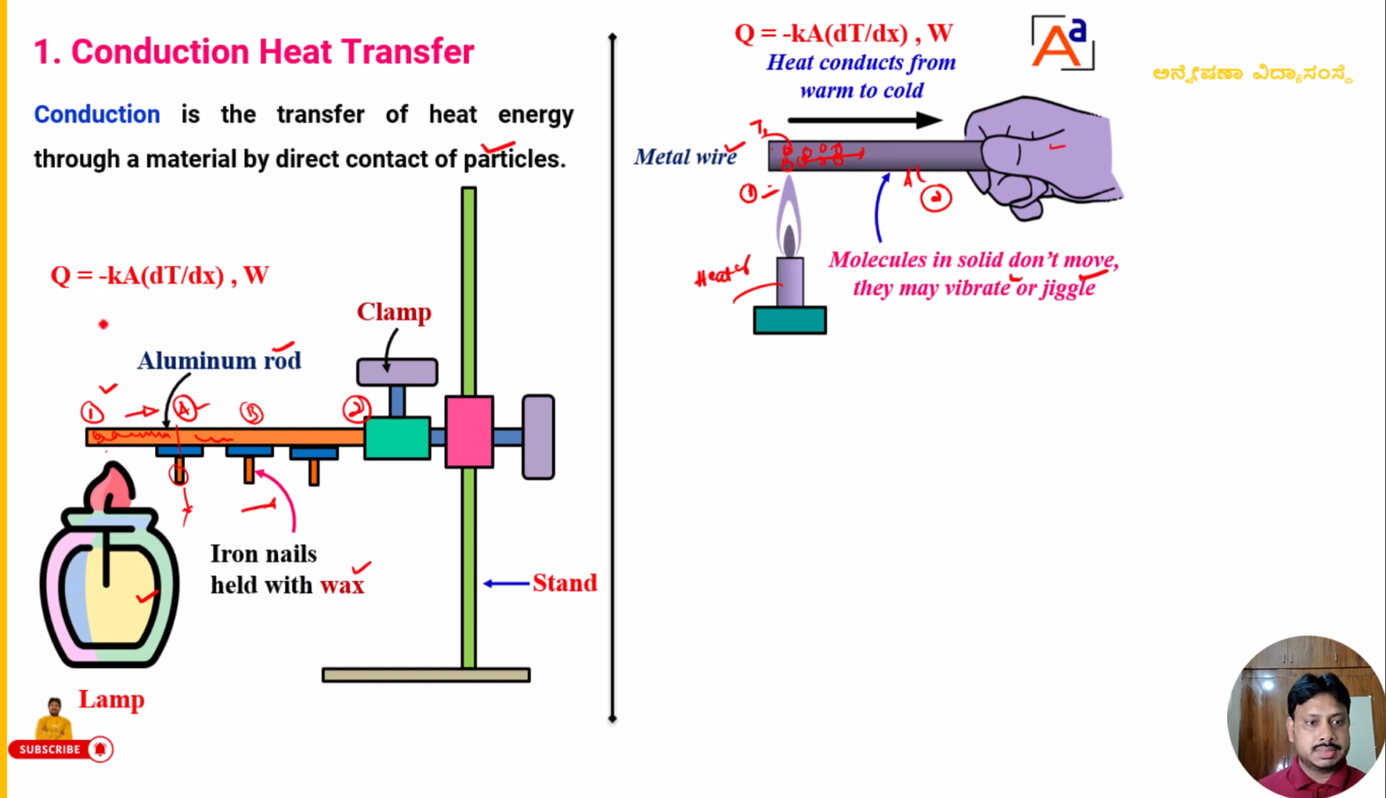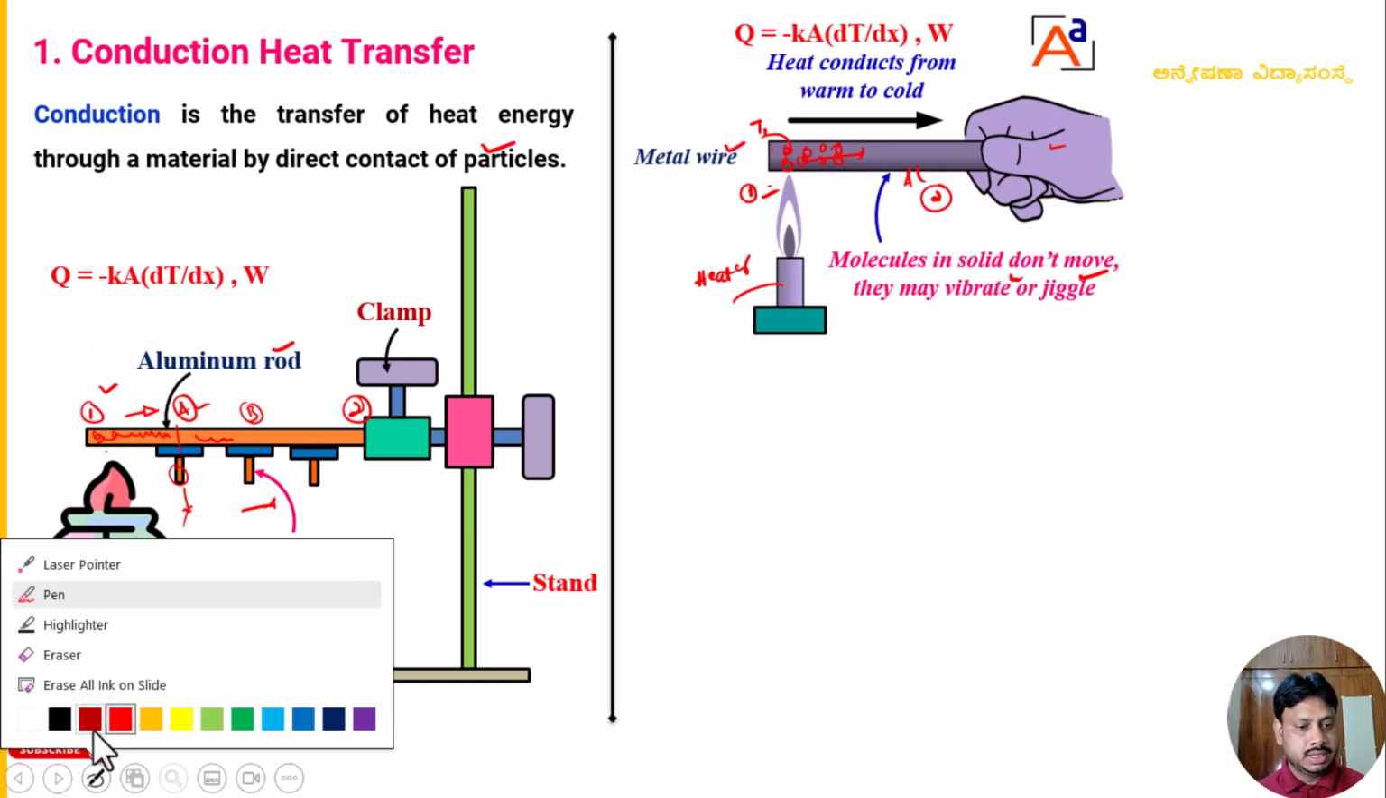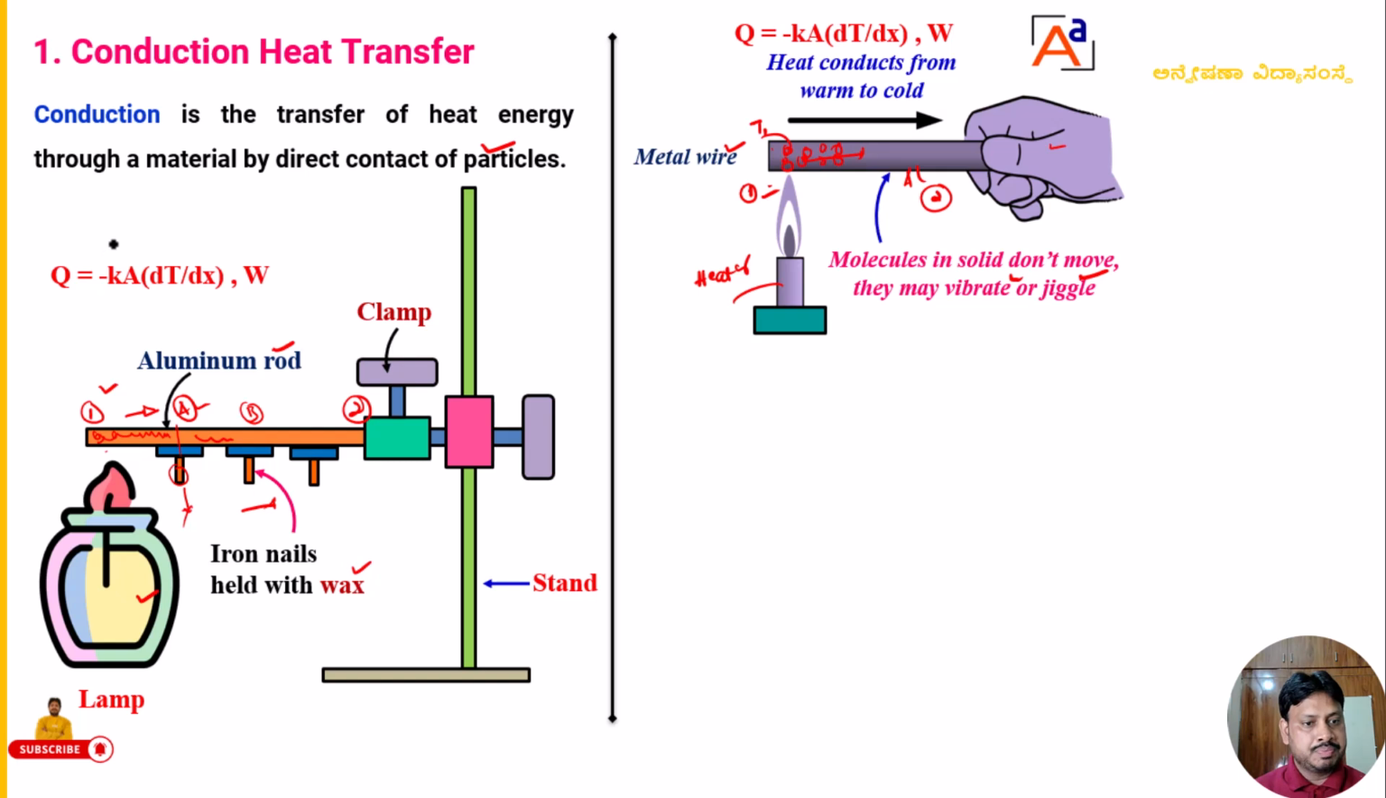Conduction heat transfer can be calculated with the help of an equation. That equation is Q is equal to minus K A into dT by dx. This equation is given by a scientist, Joseph Fourier. He gave a law for conduction heat transfer, and that law we popularly call Fourier's law of conduction. That law is nothing but Q is equal to minus K into dT by dx. This we call Fourier's law of conduction equation.